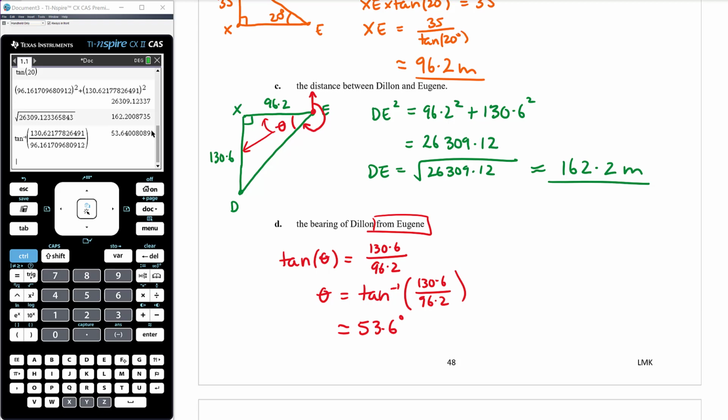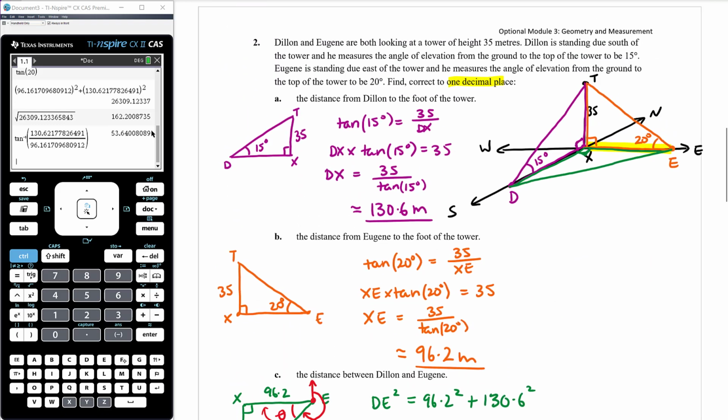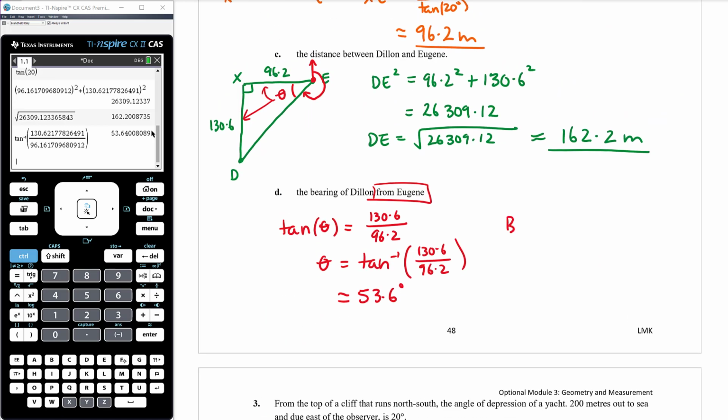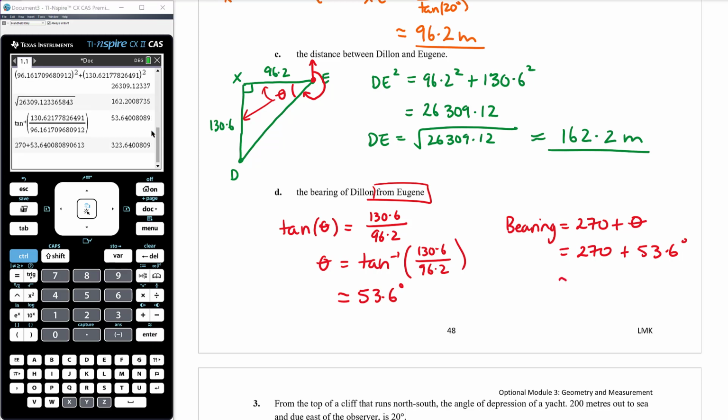And so therefore the bearing, and we're not told anything different here, we will still want one decimal place. And so therefore our bearing, as we said before, is going to be 270 plus theta. So that is 270 plus 53.6, 270 plus this nice exact answer here, and giving our final answer to one decimal place, the bearing is 323.6 degrees.